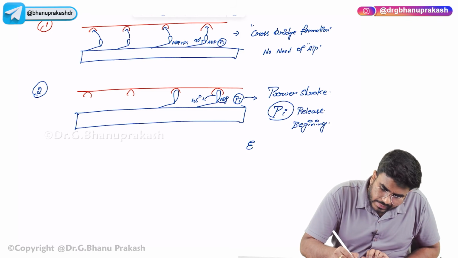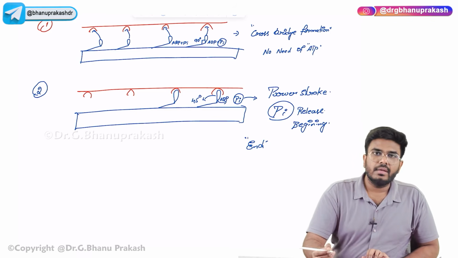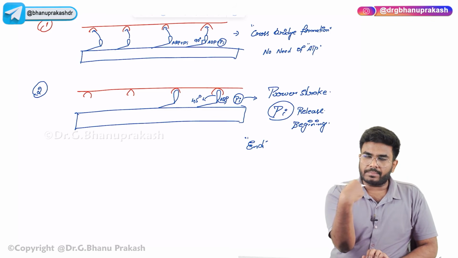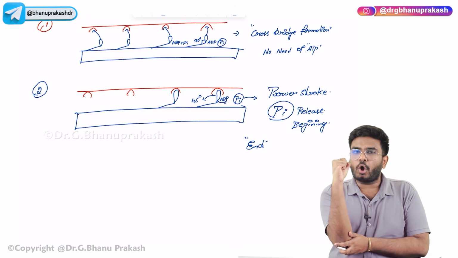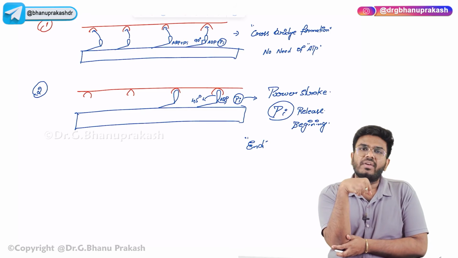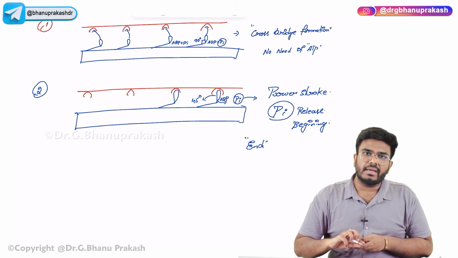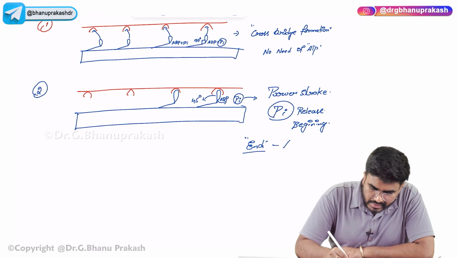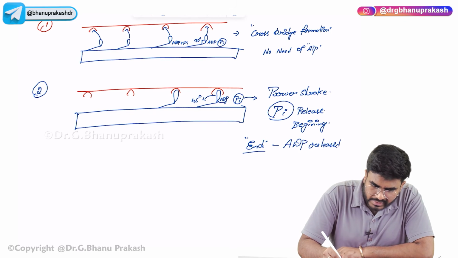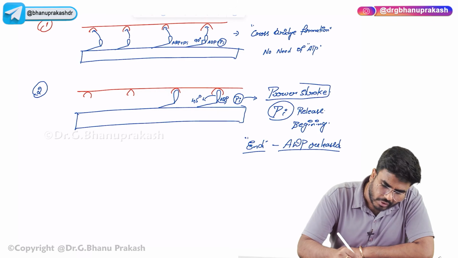So what is the ending then? When it comes to the 45 degree angle from the cocked position, the 90 degree angle is called the cocked position. From the cocked position, it is going to come to the 45 degree angle. Now once it comes to 45 degrees, ADP is released. ADP released.